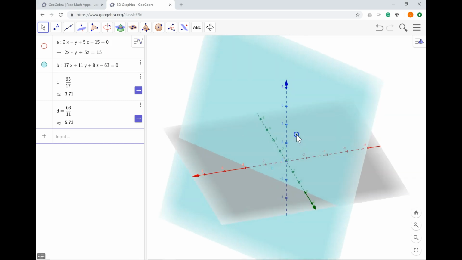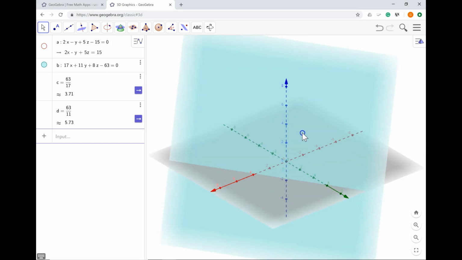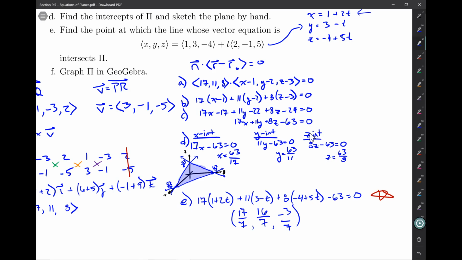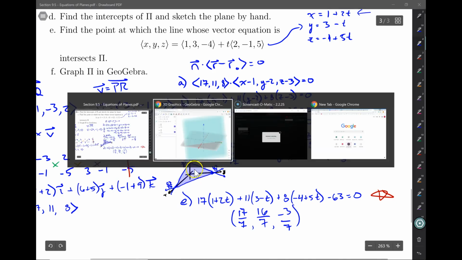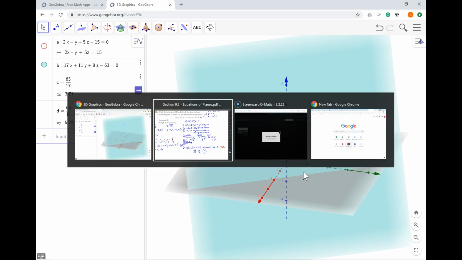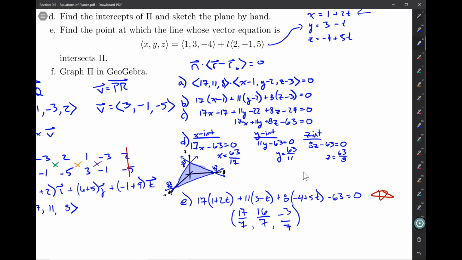Looks like our sketch would have given us a triangle in the first octant, which it definitely does. Looks kind of like this. There's our triangle in our first octant. Here's our graph, and this is very, very reassuring. All right.